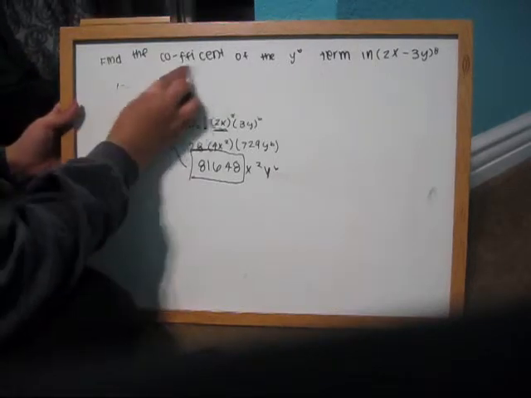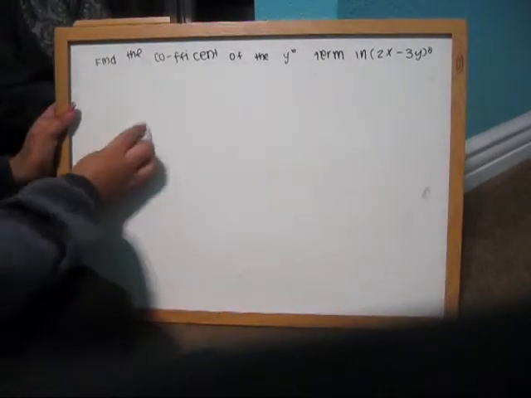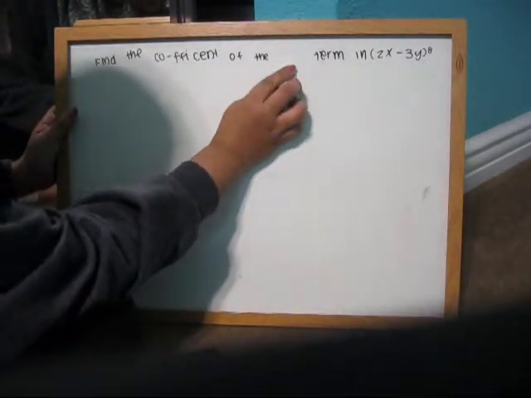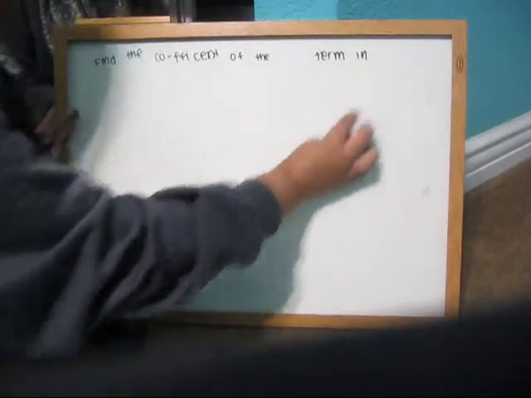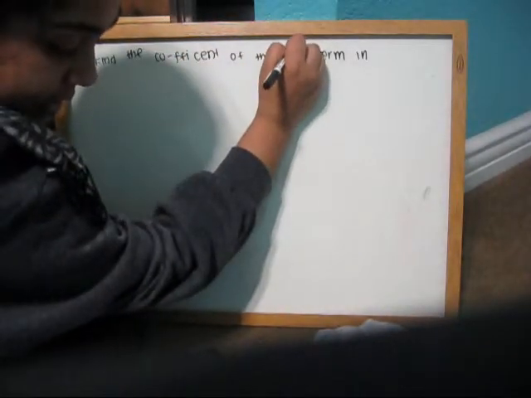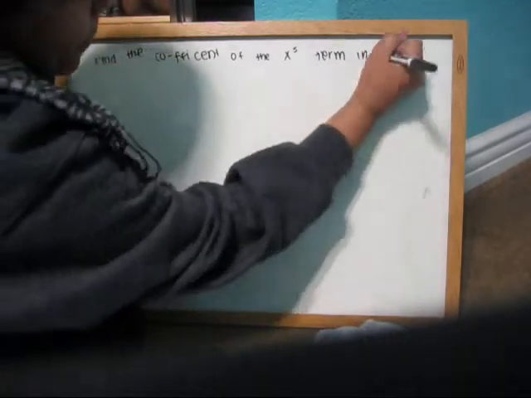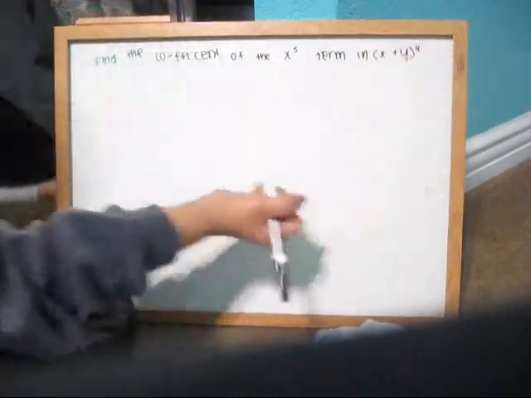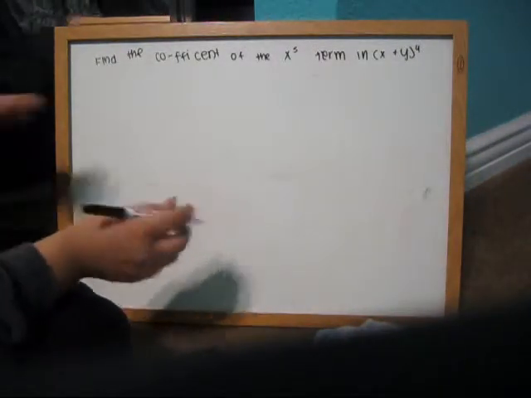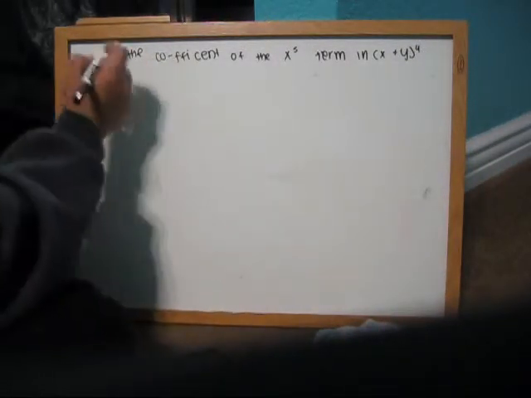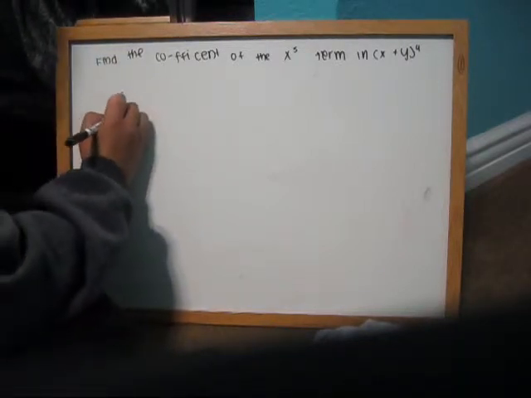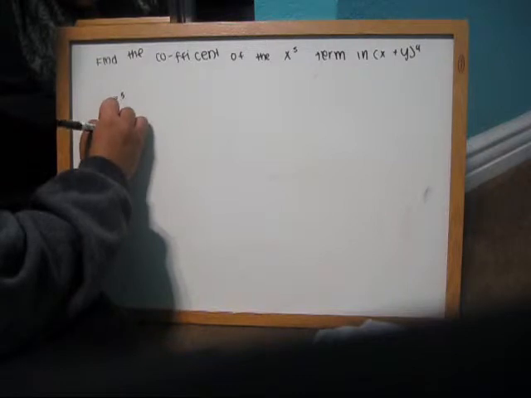Okay, last one. Find the coefficient of the x to the 5th term in x plus y to the 9th. Wow, I'm like talking to myself. So click pause and do it, and then click play. So you just clicked it now. Okay, x to the 5th is what you have, and x plus y to the 9th.